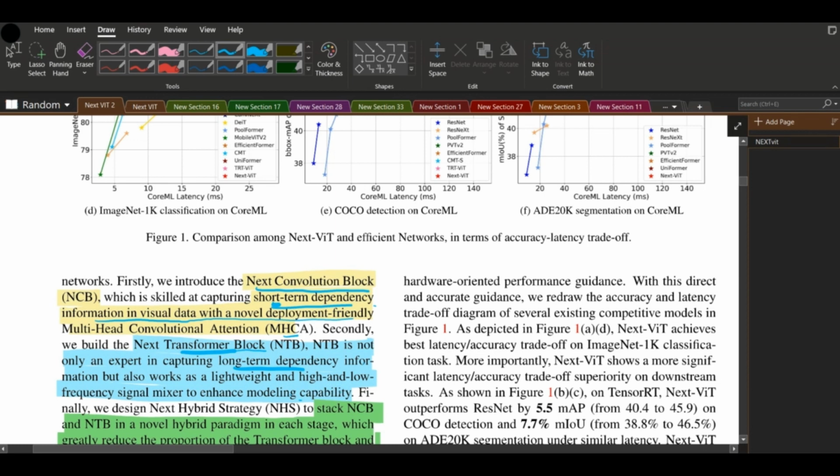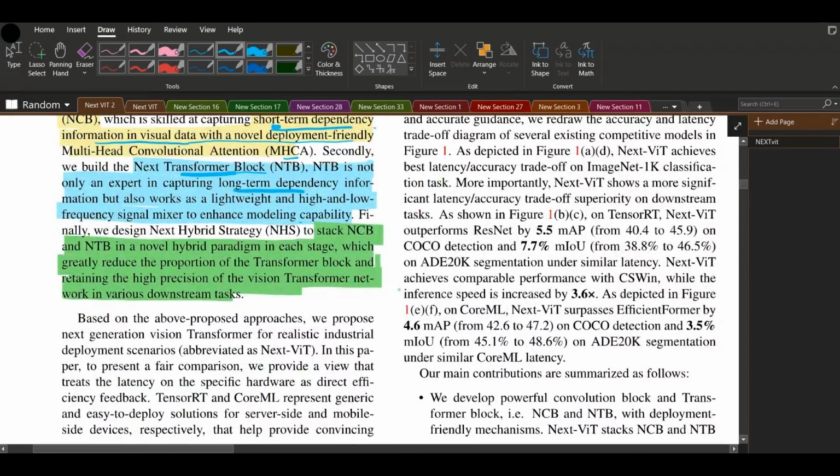So here the authors continued that finally, we design a hybrid strategy to stack this Next Convolutional Block and the Next Transformer Block in a novel hybrid paradigm in each stage, which greatly reduces the portion of the transformer blocks while retaining the high precision of the vision transformer in various downstream tasks.